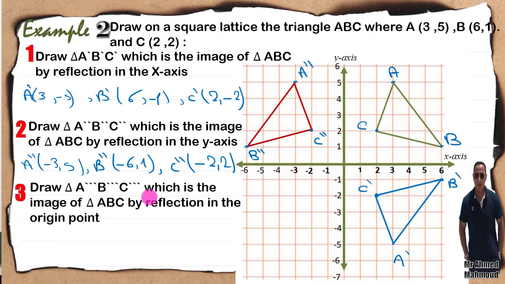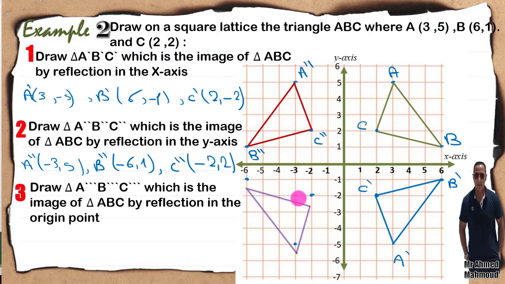Finally A triple dash B triple dash C triple dash, the image of ABC by reflection in the origin point. Okay, I'm going to put the points directly. A triple dash will be negative 3, negative 5 here. B triple dash, negative 6, negative 1 here. C triple dash, negative 2, negative 2 here.